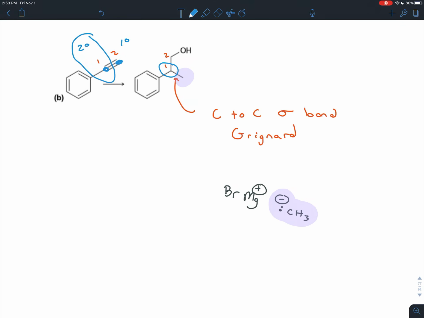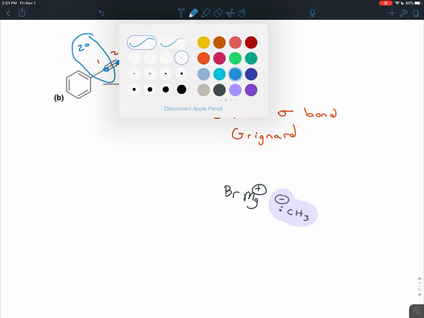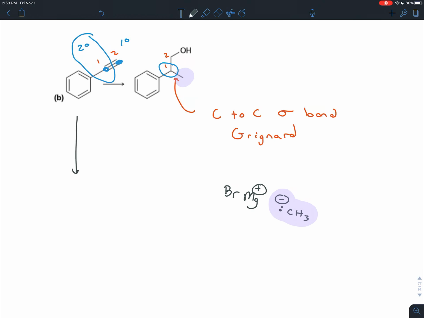And if we want the OH to go to the more substituted carbon, then we need to do Markovnikov addition. We need Markovnikov addition of H and OH. And the recipe for that was acid-catalyzed hydration. So you'd have sulfuric acid, mercury 2 sulfate, and water. And that will turn that terminal alkyne at first just into an enol.